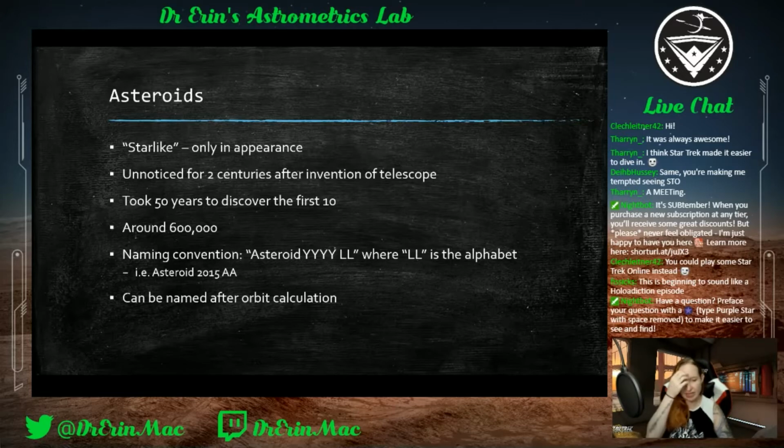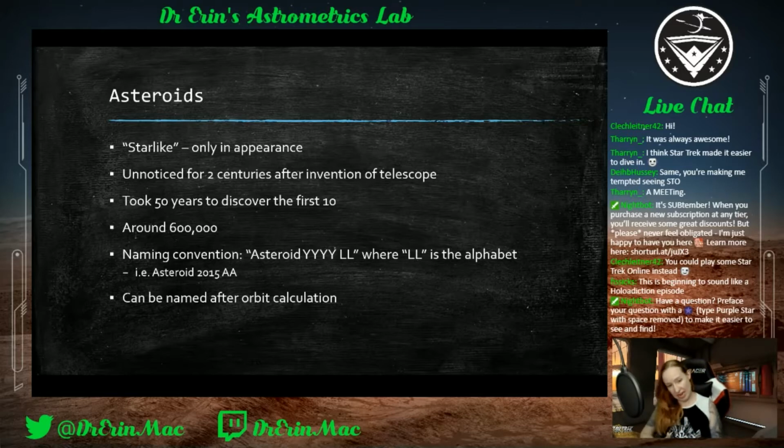Used it for science. And then right in between was when we started detecting asteroids. In that first 50 years of seeing that there's shiny stuff moving in our solar system that's very tiny, it took 50 years to discover the first 10 asteroids. Now we've counted about 600,000.